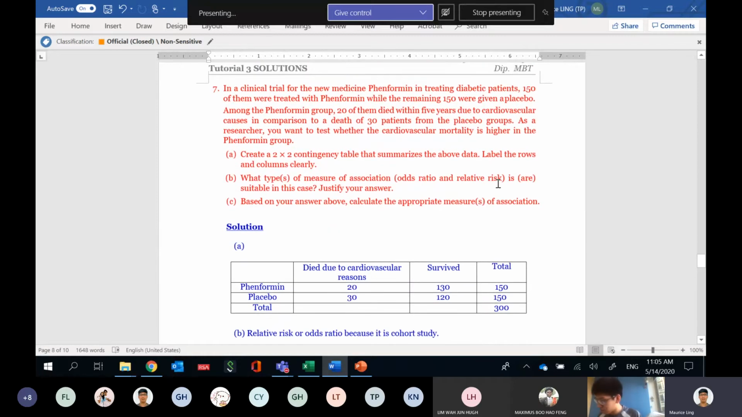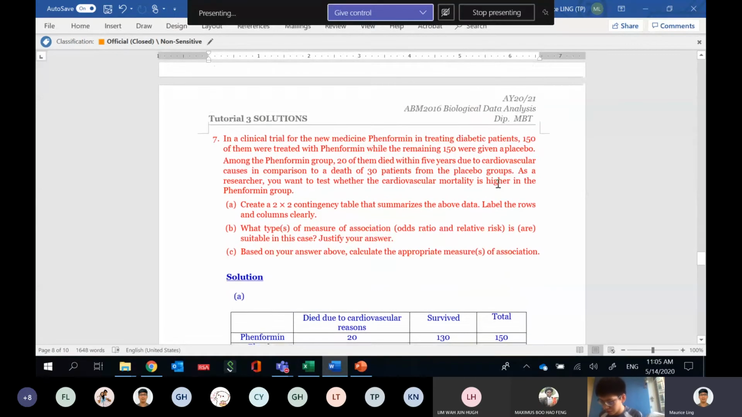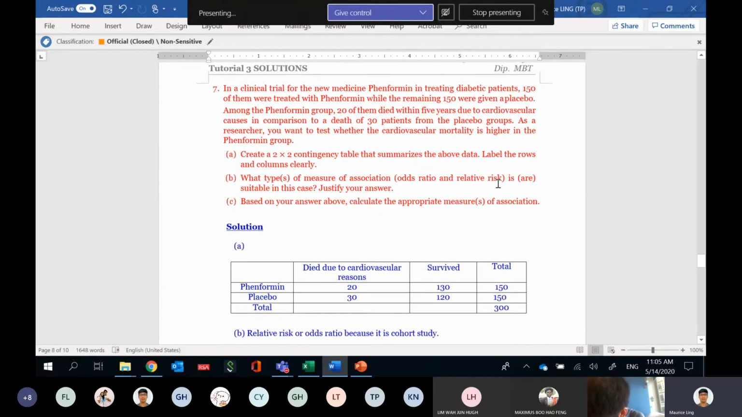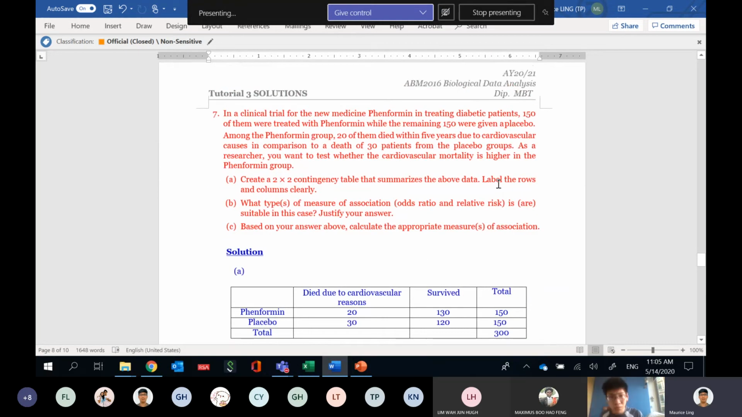So let's go through this. The 2x2 contingency table is not an easy question as well. How many of you managed to get to here? Okay, so let's get someone. Let's go down the last of the list. Jianing, do you manage to get the table properly? I don't know how to do. You don't know how to do.